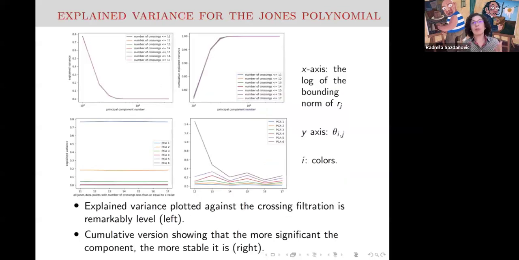Okay, and then I'm not going to go into these details here, but we did analyze these filtrations. If you look at the explained variance for the Jones polynomial, the good news is, if you want to look at one thing, it's good to look at this bottom right picture. And this one says that the more significant a principal component is, the more stable it is across the filtration. You could see that principal component number 5 goes up and down, and we actually understand why it goes up and down. I'm looking at Adam in the audience, between odd and even. But the first and the second are more stable.